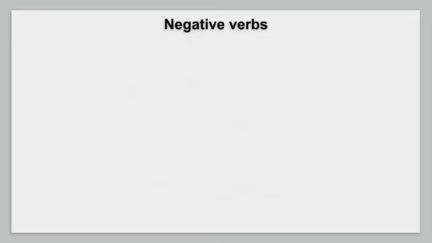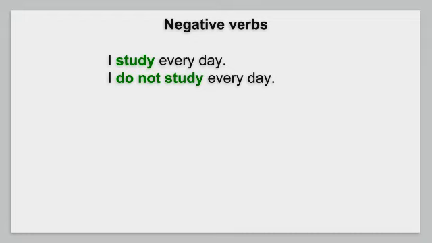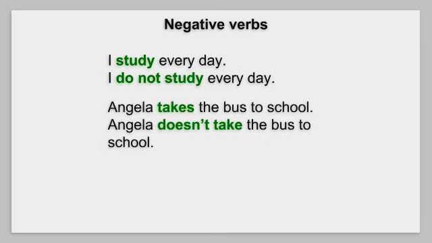Simple present and simple past verbs don't use helping verbs. To make a simple present verb negative, add the helping verb do or does. I study every day. I do not study every day. Angela takes the bus to school. Angela doesn't take the bus to school.